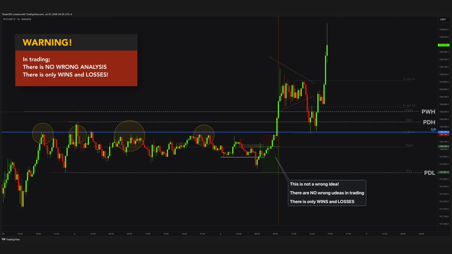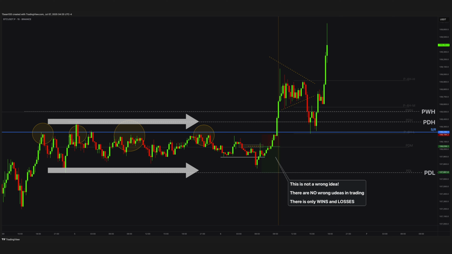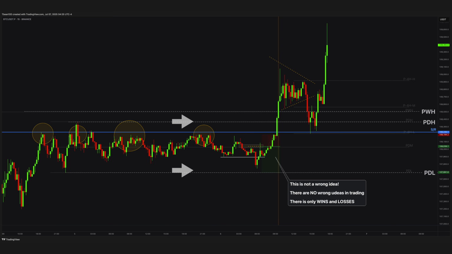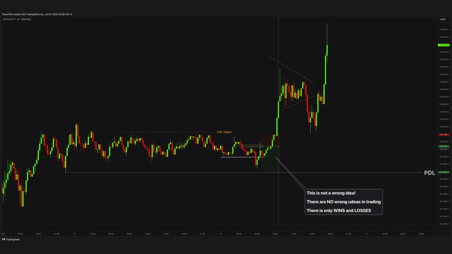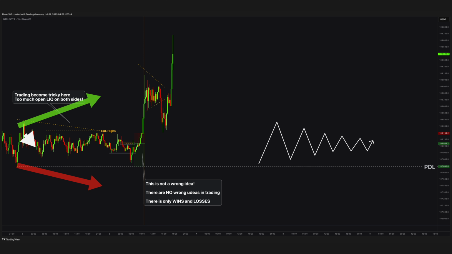But there are a couple of problems that we know here. First of all, price is extremely close to the previous day's high and low at the same time, which makes the area a bit tricky actually. Then, if you look above, there is also an equal high structure above, open liquidities as well. But the main problem is different. What you see here is a triangle shape.